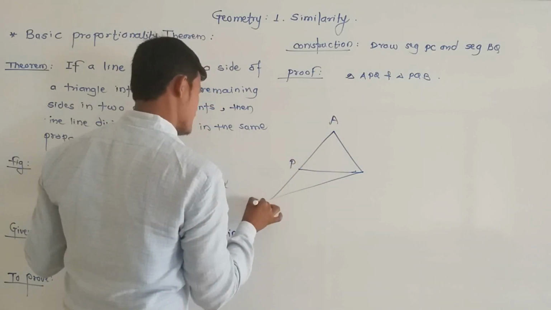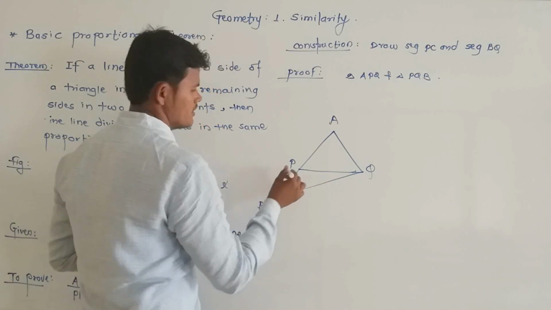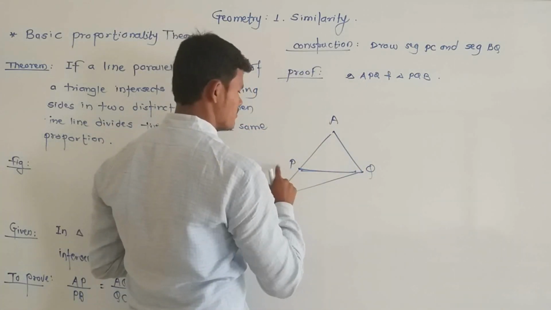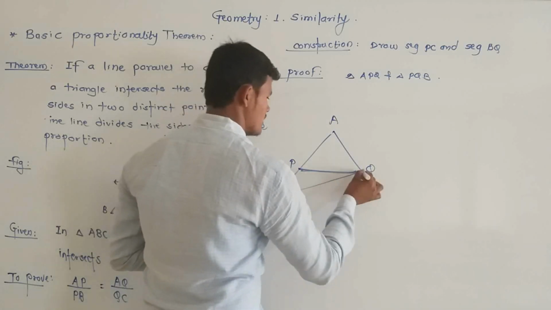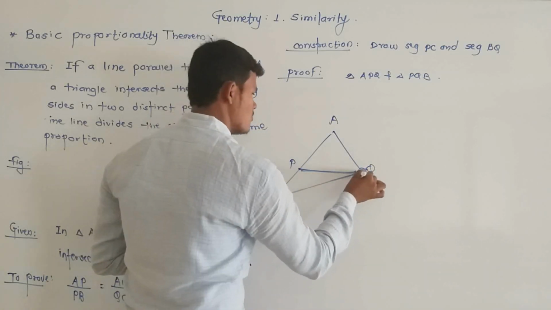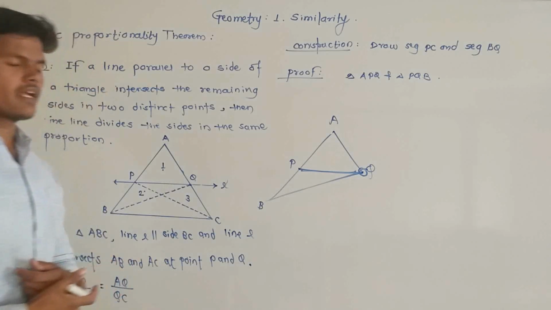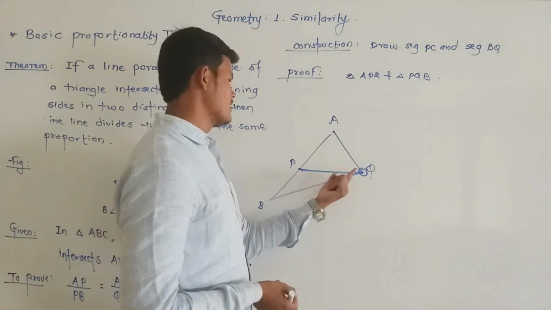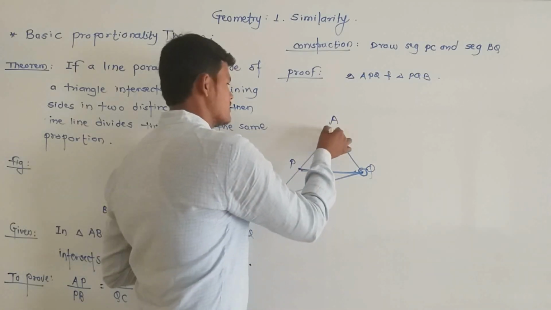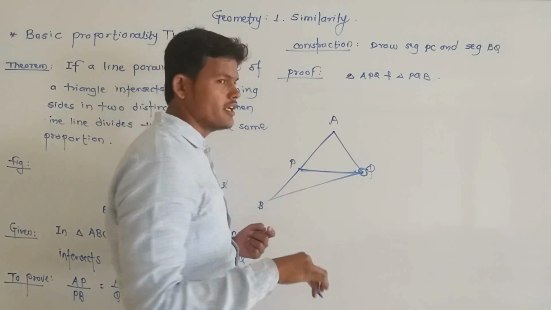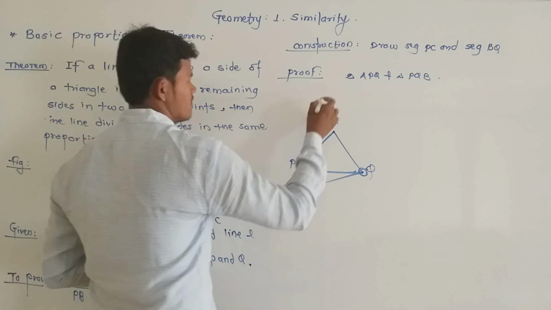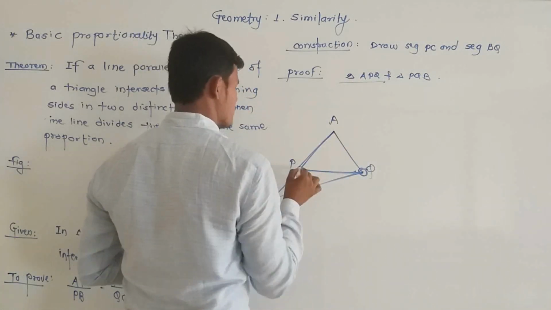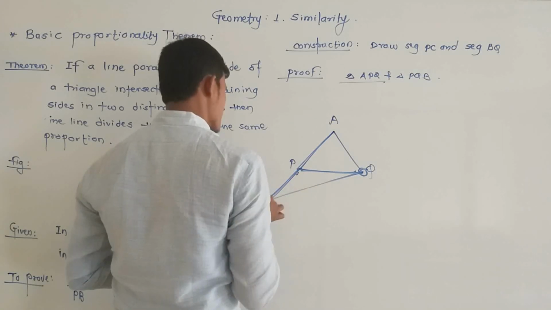A, P, B and Q. So here for both the triangles, in triangle APQ and in triangle PQB, Q is the common vertex. And if two triangles share one common vertex, that means their heights are equal. And if their heights are equal, that means their areas are proportional to their bases. So for triangle APQ, the base is AP, and for triangle PQB, the base is PB.